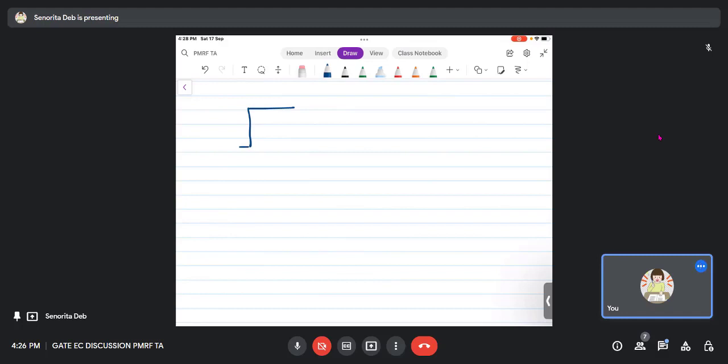Please draw the figure that I am drawing right now. So this is all a DC analysis question. There is no AC analysis involved. We are just going to do a DC analysis of the MOSFET, okay?